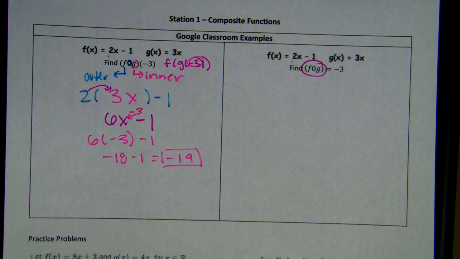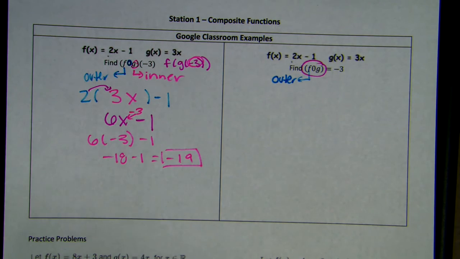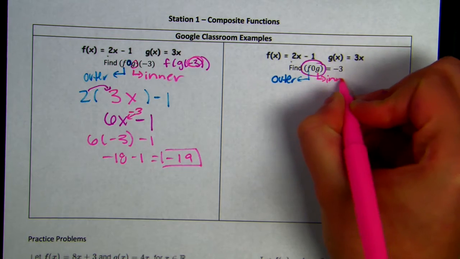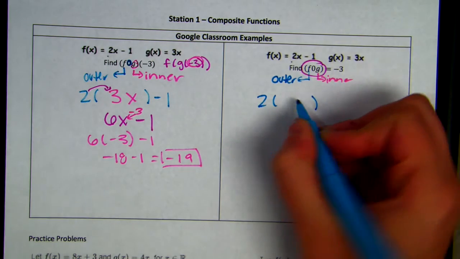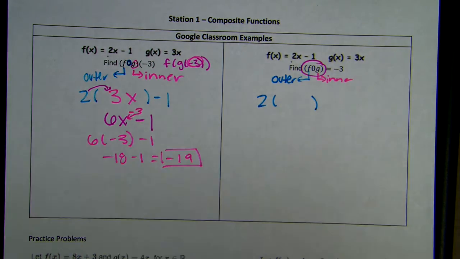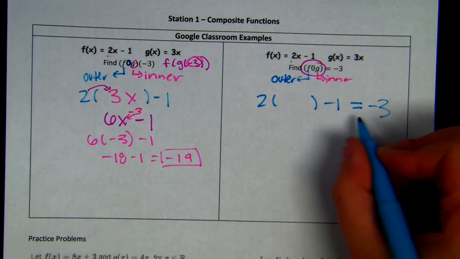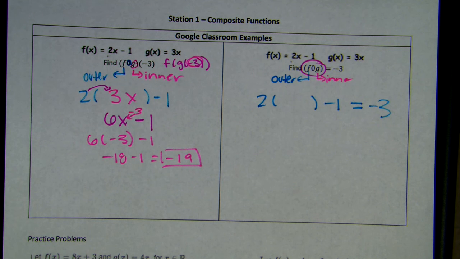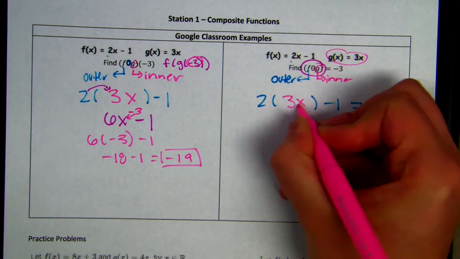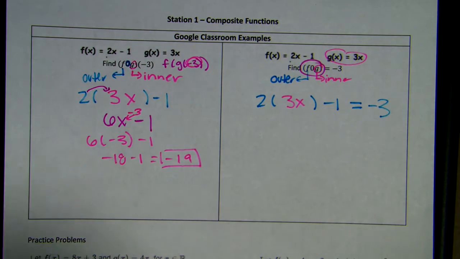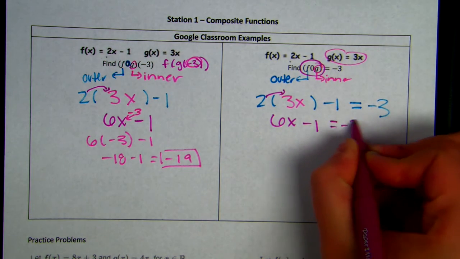Once again, I'm going to label my outer and inner function. f is still our outer function because it comes first. g is our inner function. I'm going to set it up exactly the same way. I have 2 times blank for x because I'm going to plug in g of x for that x, minus 1. The important part here is this whole thing equals negative 3. I'm going to plug in my inner function, g of x, in here. Same thing: 2 times 3x is 6x minus 1 equals negative 3.